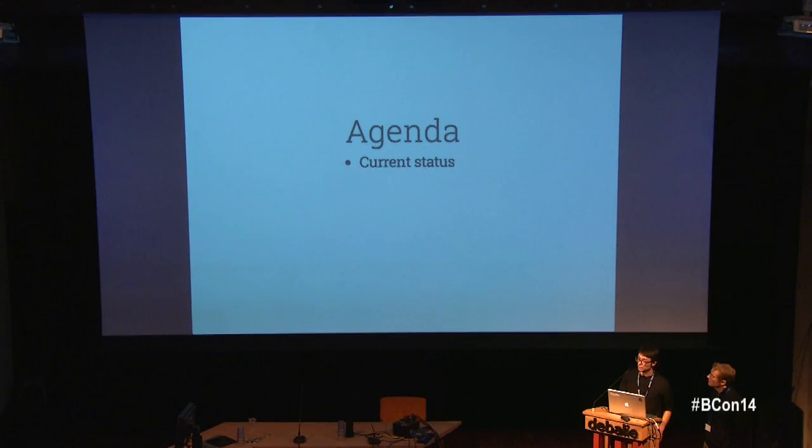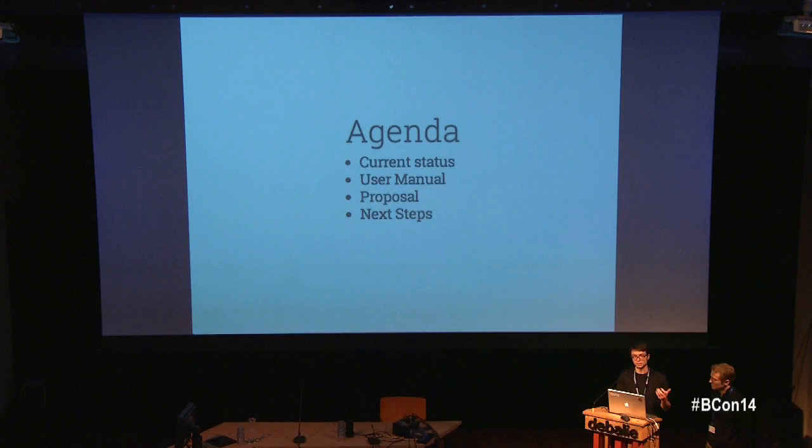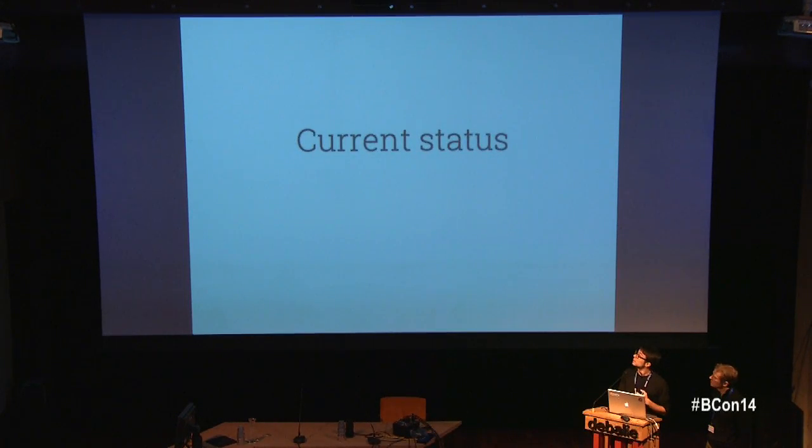So we're going to go over what's the current status of the documentation in general, what that even means. We are going to have our take on the user manual, which is the focus at the moment of what we are working on, and how we developed it and what consists of our proposal to improve that. And then we're going to highlight the next steps, what we want to do next, and then we can talk about it.